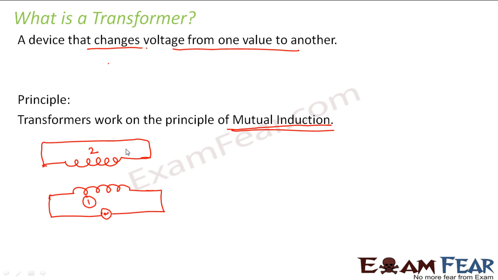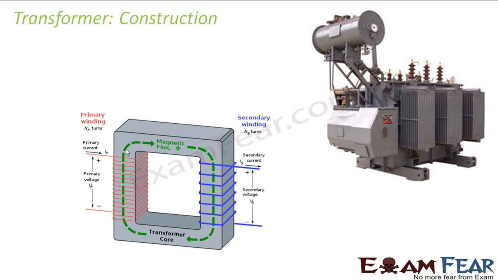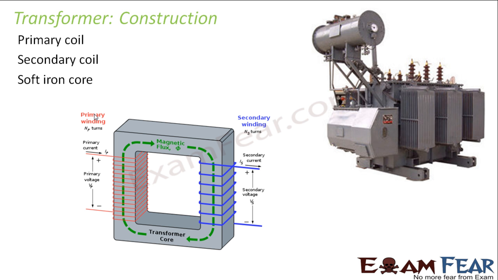But before that, we will just see how does a transformer look like and what is it made up of? What are the main constituents of a transformer? A transformer basically consists of a primary coil, a secondary coil, and a soft iron core. So what is a primary coil? It is nothing but several turns of wire over a piece of a soft iron core. So this is the soft iron core which you can see here.